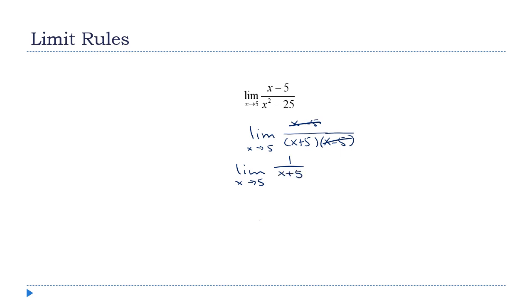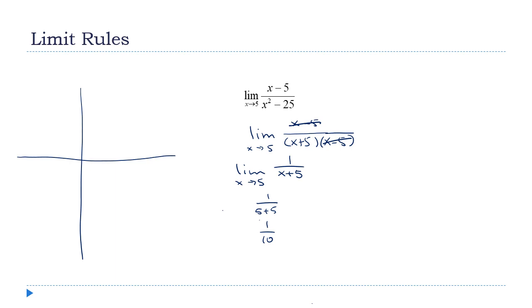And now I'm going to go back to the beginning and just put 5 in and see what happens. If I put 5 in here, this becomes 1 over 5 plus 5. That's 1/10. And that's it. There's my answer.